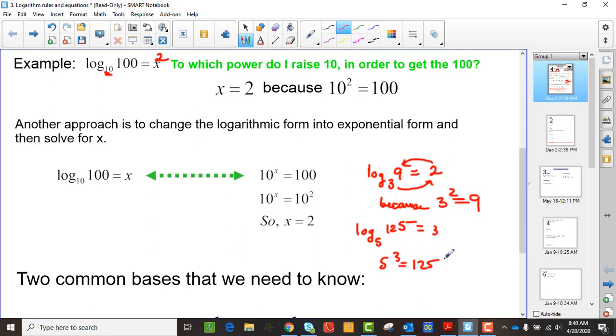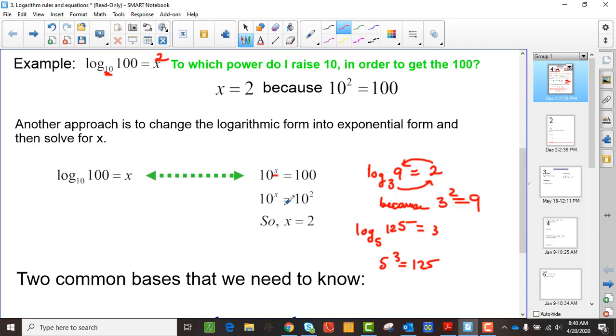Logs are the inverse operation of taking a base and raising it to a power. It brings the power back down out of the exponential, and it solves for it. So that's the idea. That's what a logarithm is.